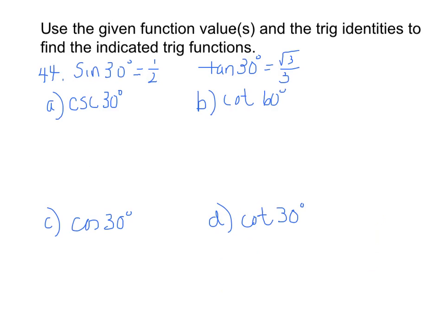The next type of problem that we're going to look at is one where we're given some information and we're using what we know about the trig identities, like the reciprocal functions and SOHCAHTOA, to find the indicated trig functions. Okay, so we're given that the sine of 30 is 1/2 from the unit circle. That's not a big surprise. That's the sine of pi over 6. The tangent of pi over 6 is square root of 3 over 3. And so what we're talking about then is a 30, 60, 90 triangle.